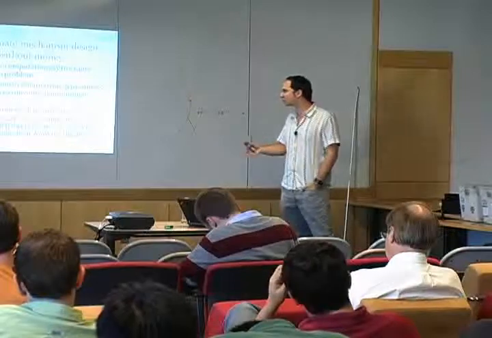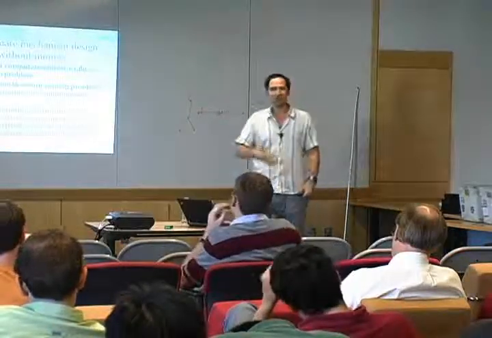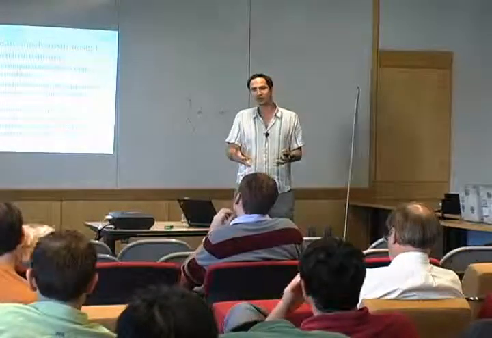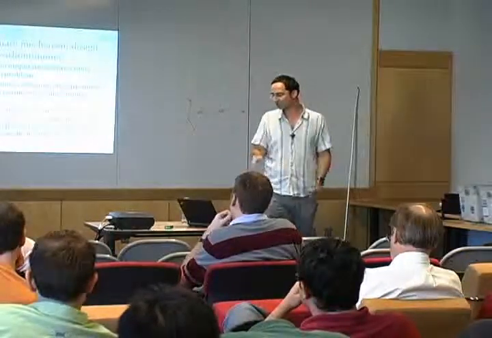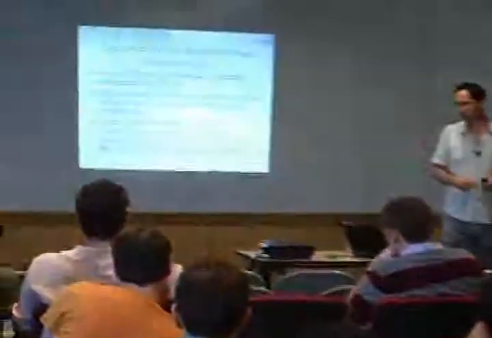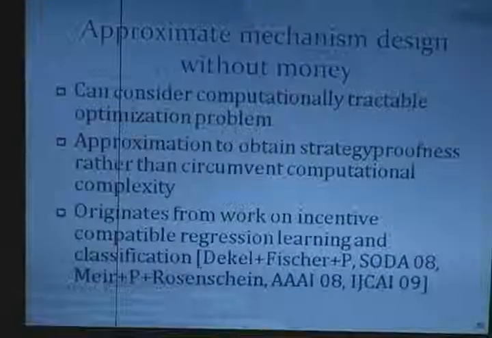Now, this agenda originates from previous work on incentive-compatible regression learning and classification. So the first paper about this was by Ofer Deckel, Felix Fischer, and myself in SODA 2008. And we had papers about classification in AAAI 2008 and IJCAI 2009 with Reshef Meir and Jeff Rosenschein.